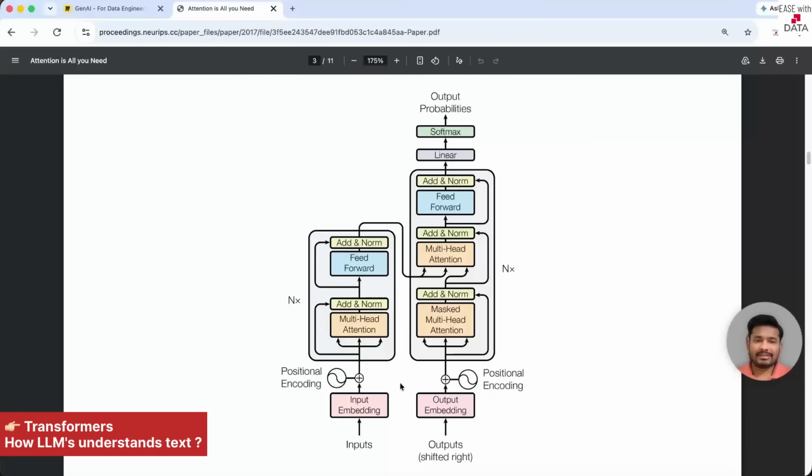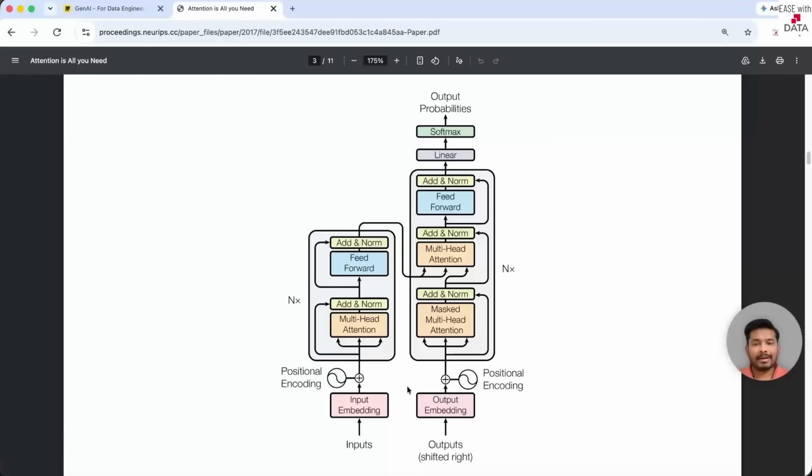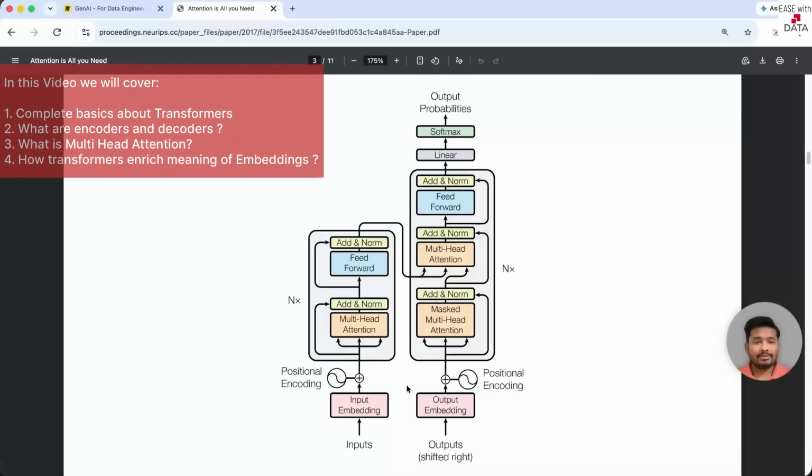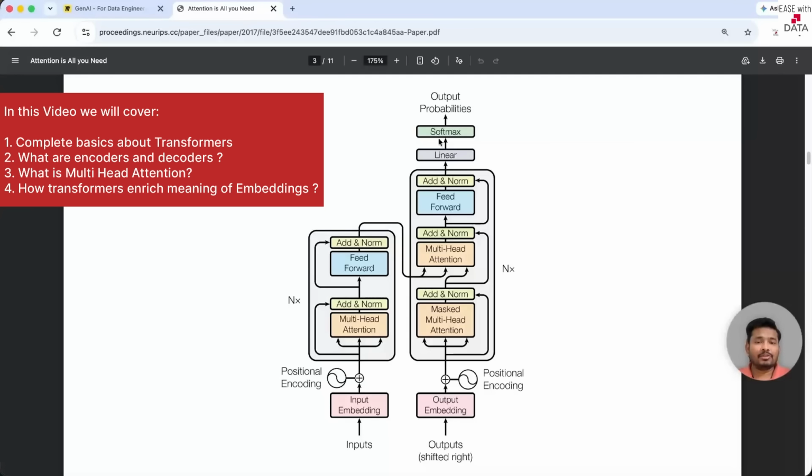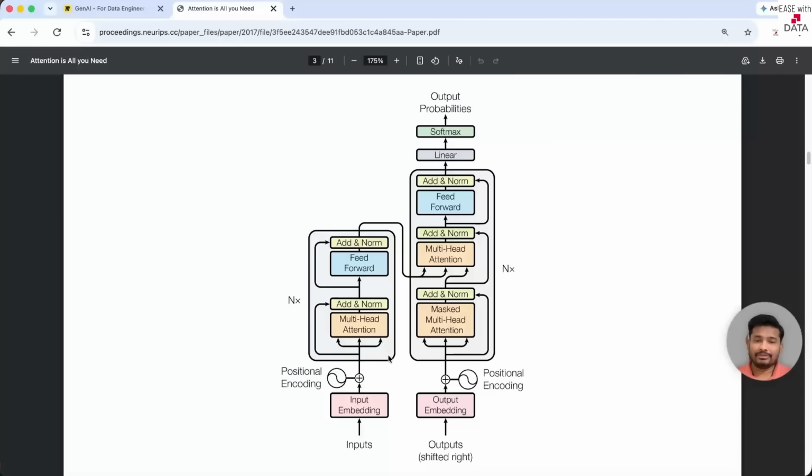On my screen, you can see the very popular transformer architecture. This is from the paper Attention is All You Need. Today, my goal is to make you understand this whole architecture and why transformers are the secret sauce for LLMs and all of the frontier models that you see today. By the end of this lecture, you should be able to identify and understand each block that you see on this architecture. And that is the whole goal of this video.